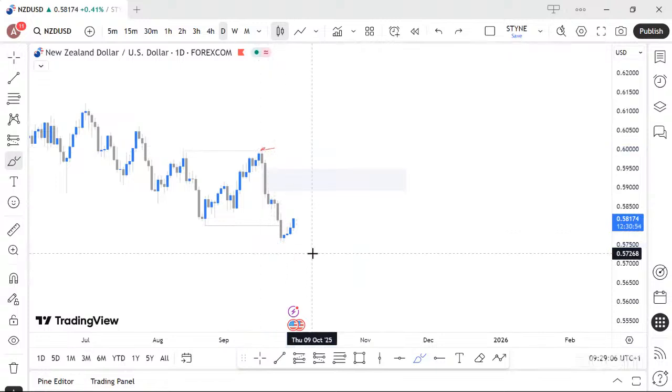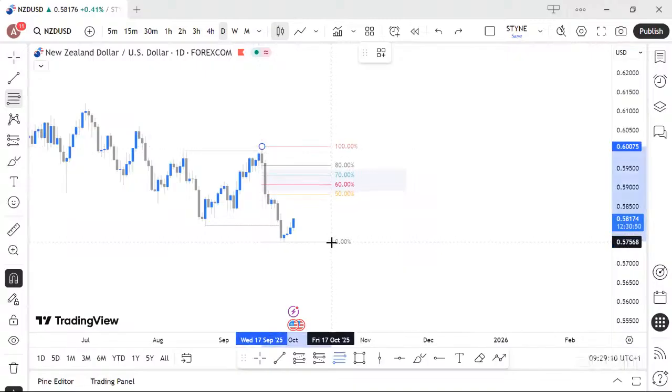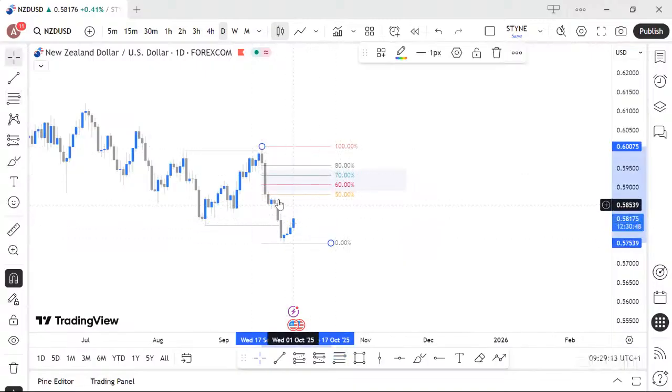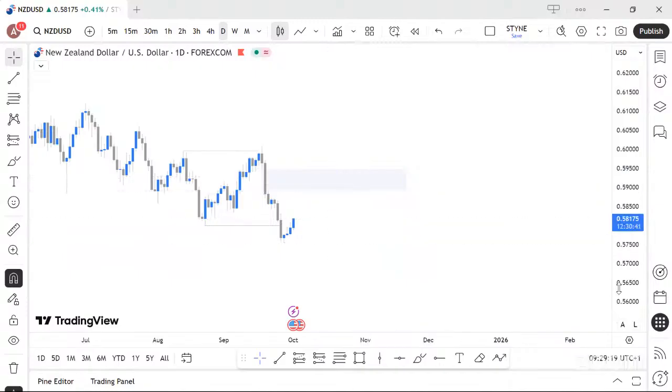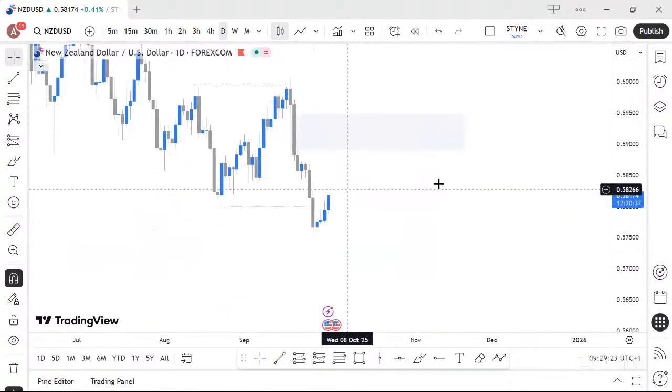So what do we do when we have swing points like this? We measure the level of retracement, right? So now I see that from the 50% here, from the 50 to the 80% here, is our institutional area. And it's also coinciding with a very huge fair value gap there.